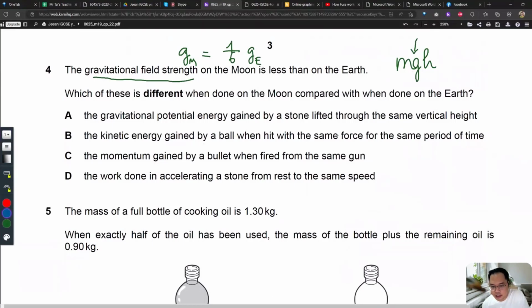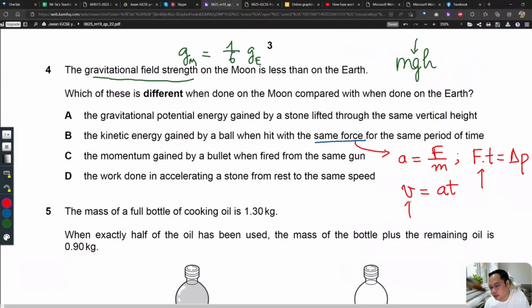Kinetic energy from being hit by the same force is related to acceleration by Newton's second law. Acceleration is force divided by mass, and acceleration relates to velocity. Assume the object was initially at rest, so the initial velocity is 0. V equals a times t. Or we have another relationship: the force multiplied by the time, which is the impulse, equals the change in momentum. Anyway, the velocity changes by the same acceleration. The acceleration does not depend on the gravitational field strength, and therefore the kinetic energy that the object obtains when being hit by force F is the same on the moon and on Earth. So same kinetic energy.